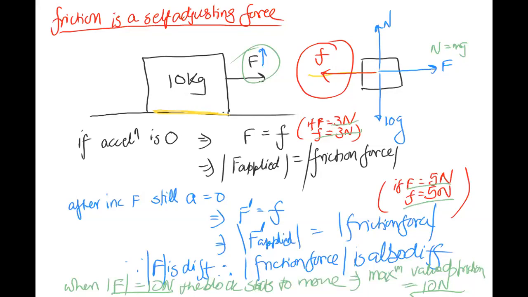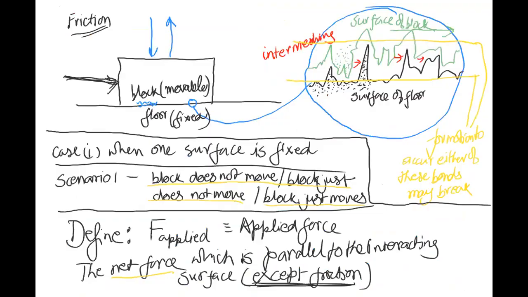ये 10 न्यूटन पे हो क्या रहा है? What is happening at this 10 Newton? Go back to the first picture. What is happening at this 10 Newtons? This or this is being broken. या तो ये टूट गया या ये टूट गया. हाँ, static friction is a self-adjusting force.